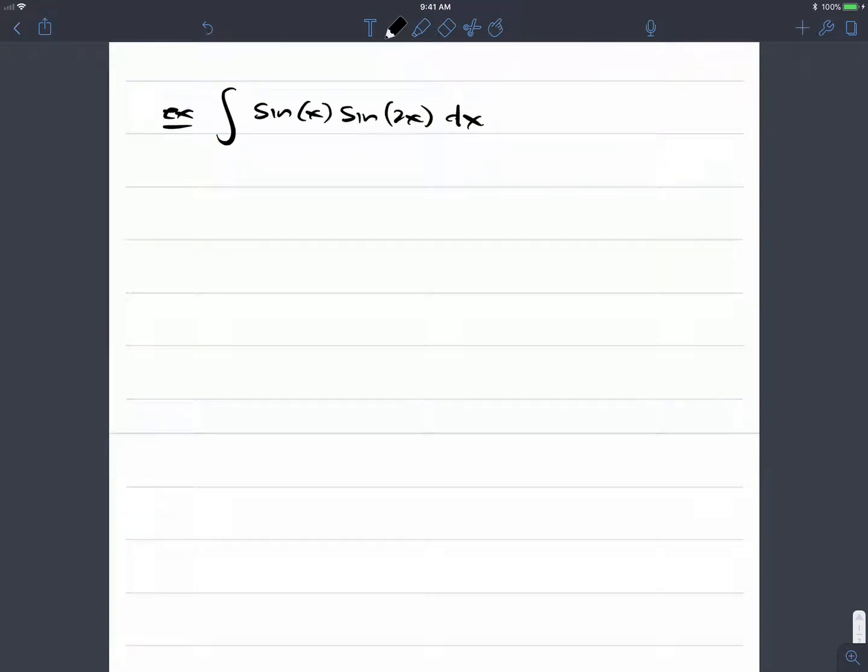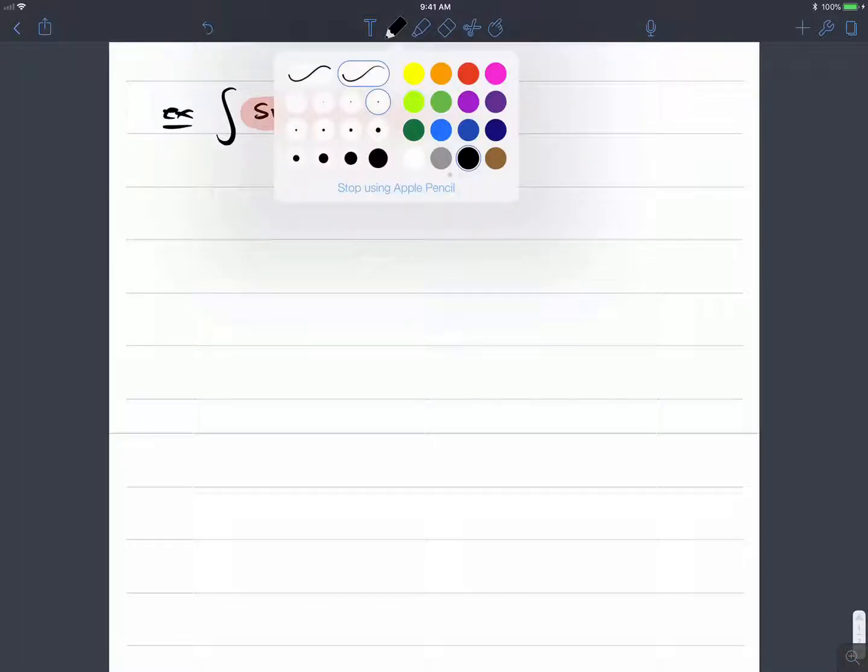Okay, we're going to integrate what's known as product to sum trigonometric integrals. What you see here is two functions that are multiplied together. There are two trigonometric functions multiplied together. So this is our product here.